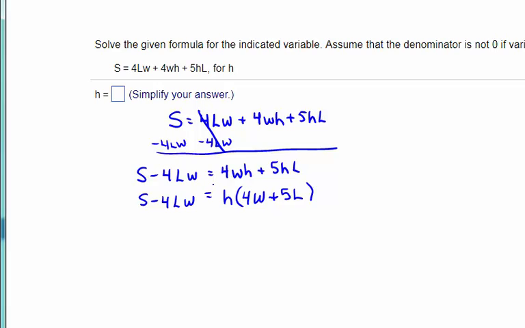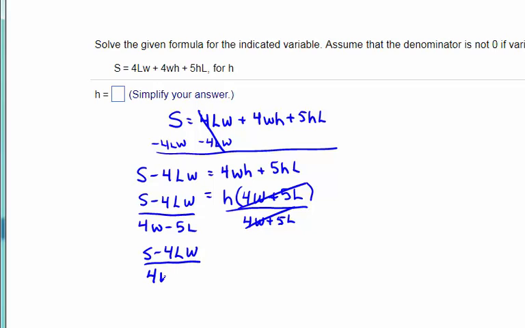Now, my goal is to solve for H, and so I need to get rid of this parenthesis part on the right-hand side. And since that is multiplied onto the H, I'm going to divide it off, and I'll divide both sides by that. And so that will give me my expression for H. So now I can say that S minus 4LW divided by 4W minus 5L is equal to H.